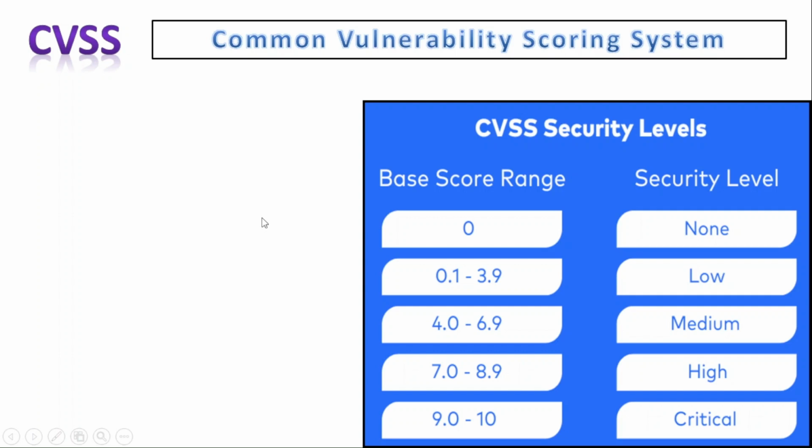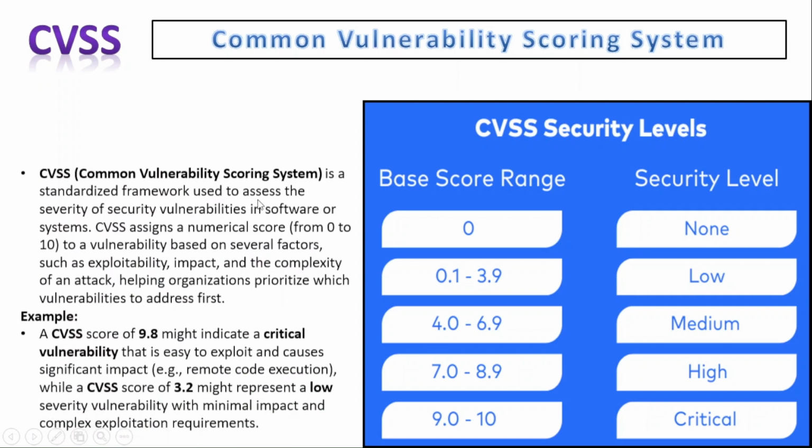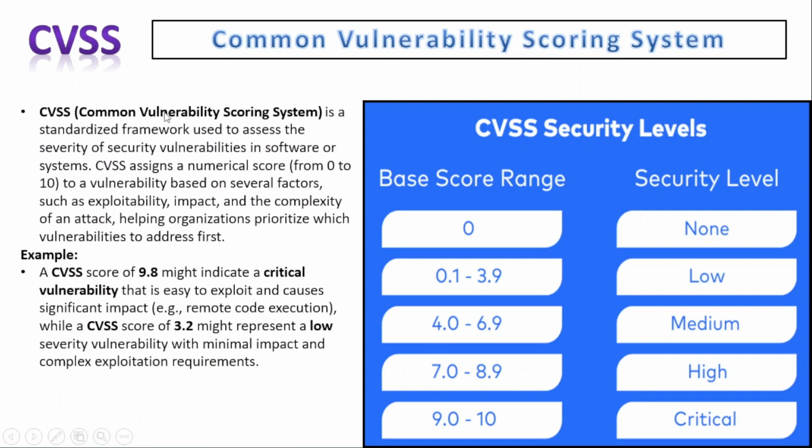CVSS, that is Common Vulnerability Scoring System. CVSS, or Common Vulnerability Scoring System, is a standardized framework used to assess the severity of security vulnerabilities in software or systems. CVSS assigns a numerical score from 0 to 10 to a vulnerability based on several factors such as exploitability, impact, and the complexity of an attack, helping organizations prioritize which vulnerabilities to address first.